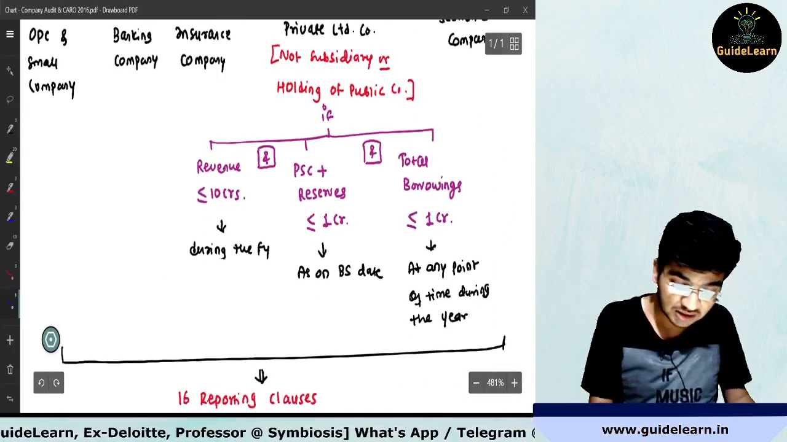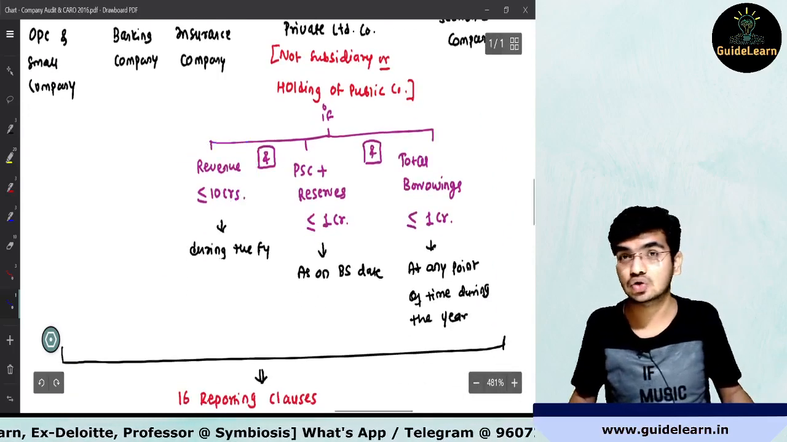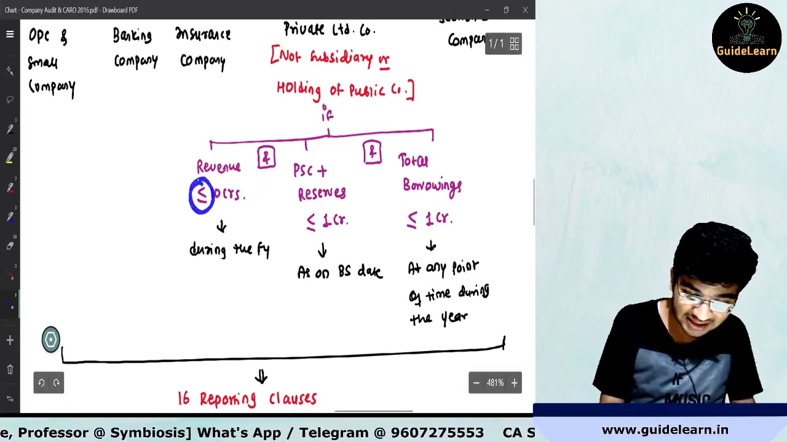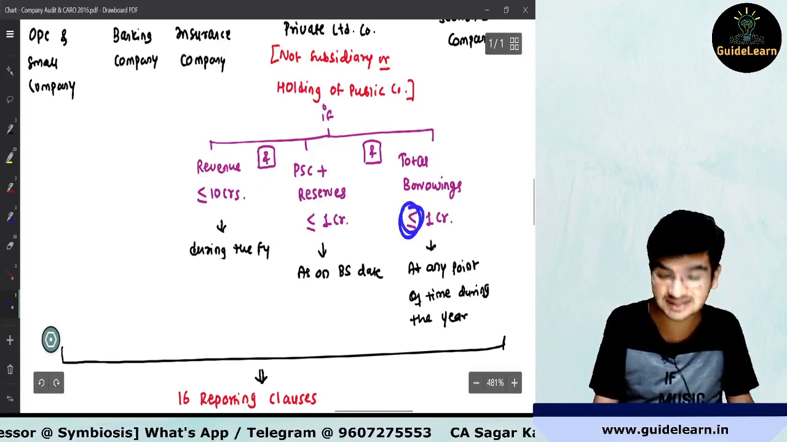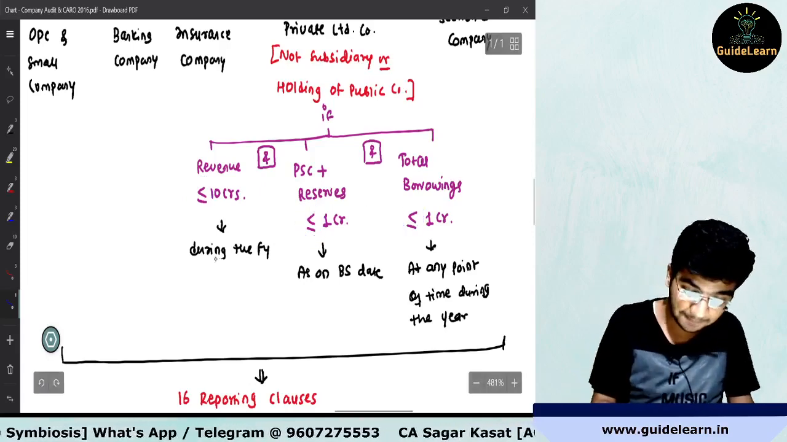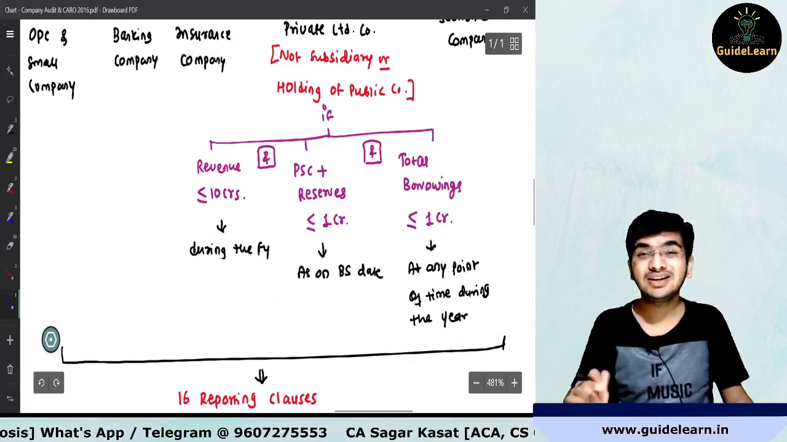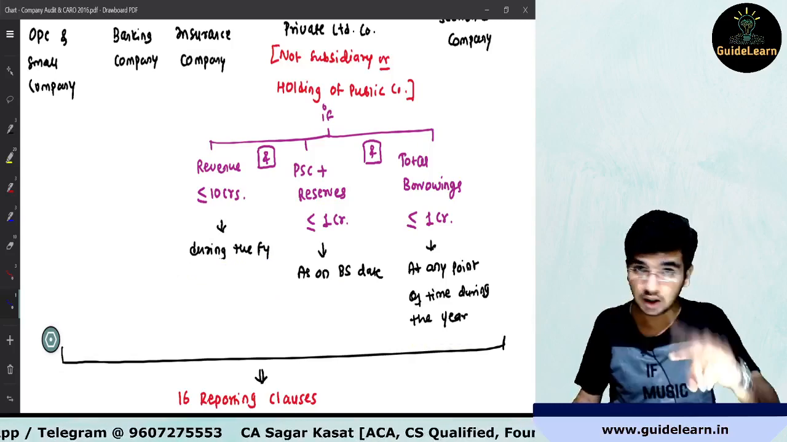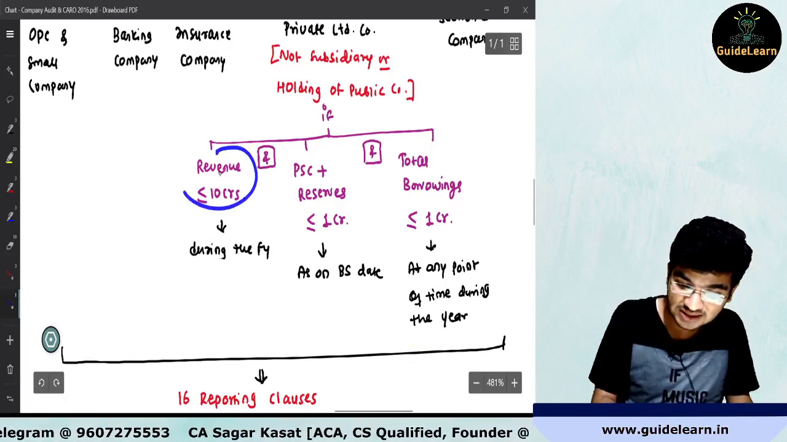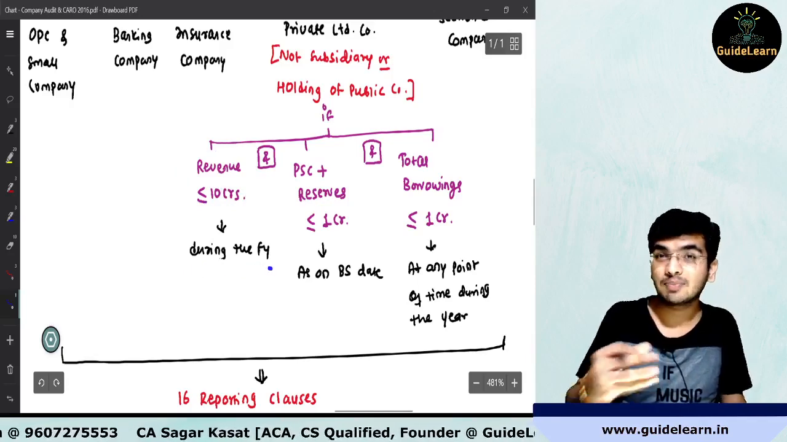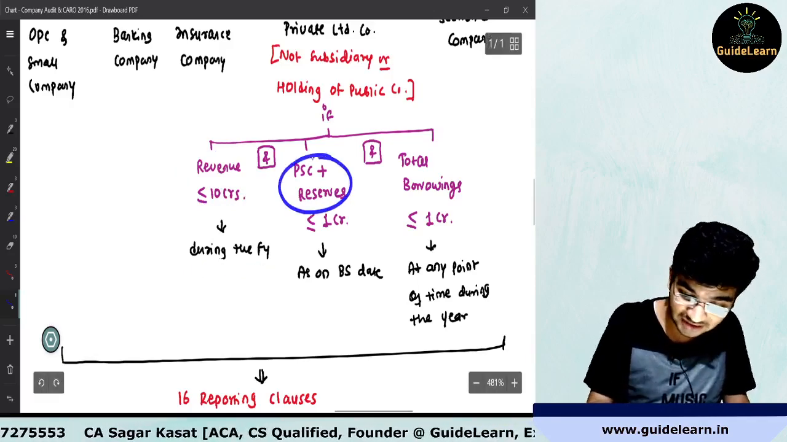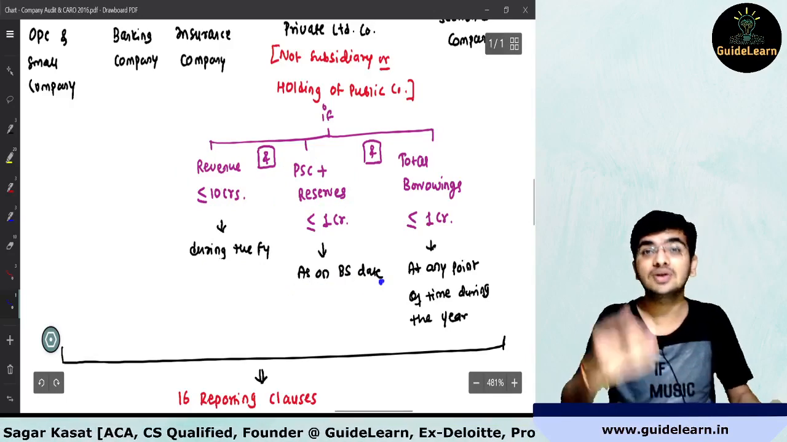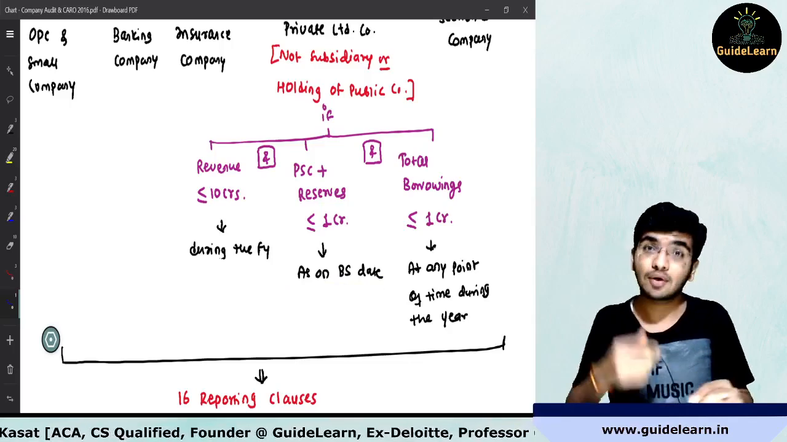Very first thing, the revenue should not be more than 10 crores. Means revenue should be lower than or equal to 10 crores. In all these three criteria, there is lower than or equal to, so this is very easy to remember. The next most important thing, all these criteria have to be checked during the financial year for which you are testing the CARO applicability. Revenue, obviously, is for the financial year for which you are performing the audit. Then paid up share capital plus reserves, this is the as on date balance, as on the balance sheet date of that respective financial year end for which you are performing audit.